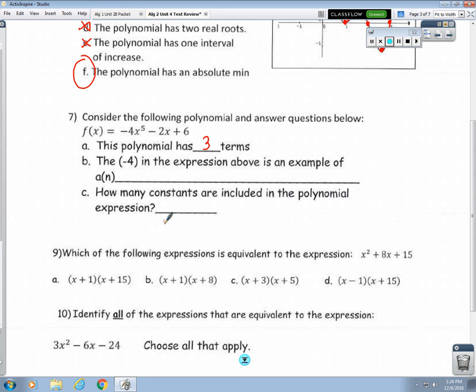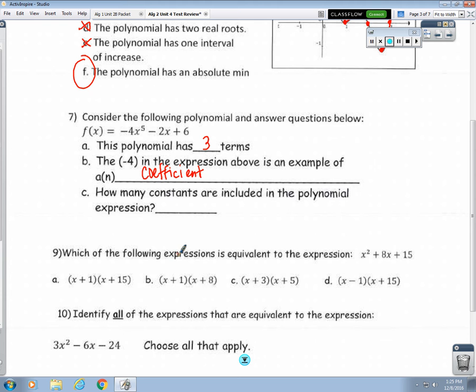You're right, it is leading coefficient, but I'm pretty sure on the test, all they want is coefficient. If you were to write in leading coefficient and it did mark it wrong, I would fix it for you. But I'm pretty sure on the test, all they want is coefficient. They don't care that you put leading, even though it is.